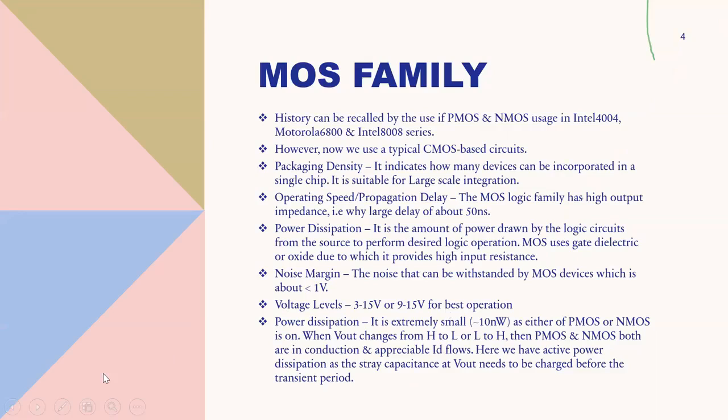Now, I've written some of the things that we had studied and what we know about the MOS family. Earlier there was just PMOS and NMOS usage. If you go back to the Intel 4004 or the earlier processors, they were using either just PMOS or just NMOS. So history recalls only PMOS and NMOS, but not a CMOS family. But as of today, we are using CMOS based circuits.